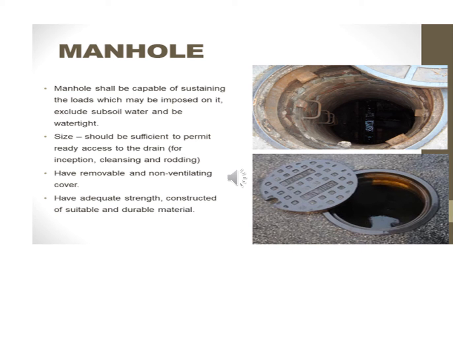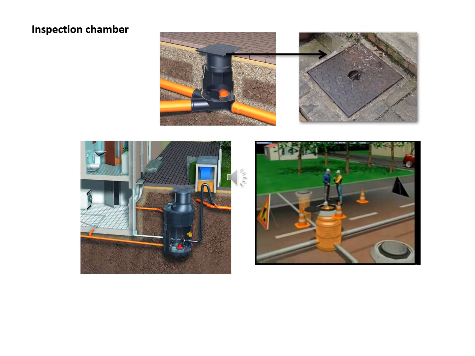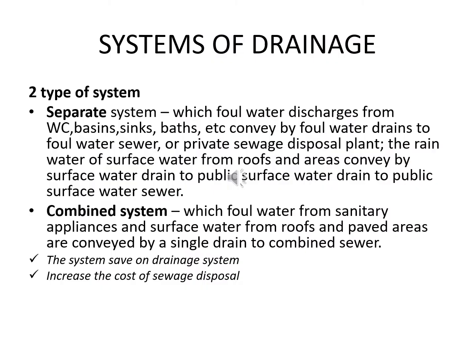The manhole must have a removable and non-ventilating cover. It must have adequate strength and be constructed of suitable and durable material. An example of pictures for an inspection chamber. There are two types of systems of drainage.